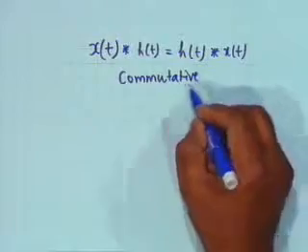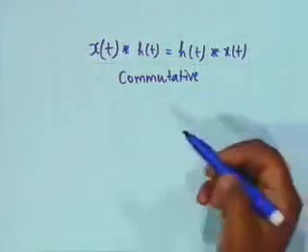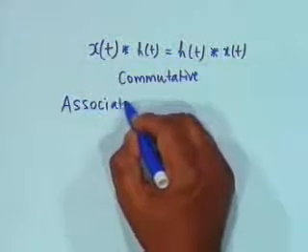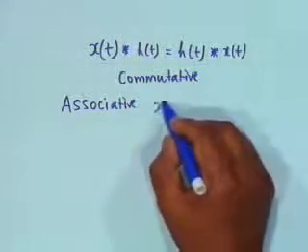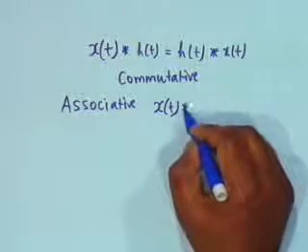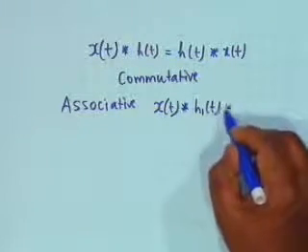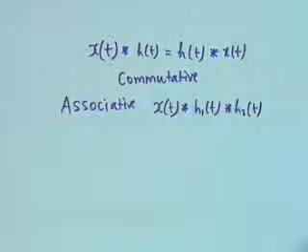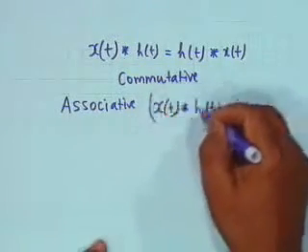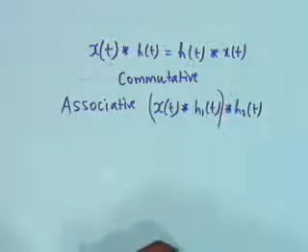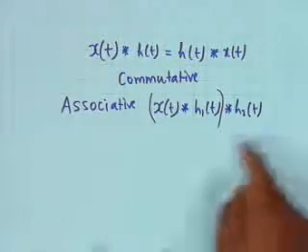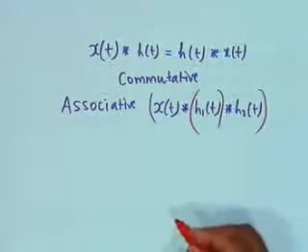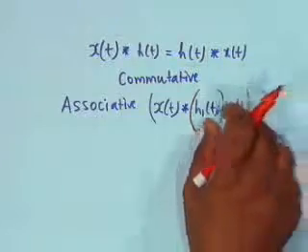And by applying the definition, it's very easy to show that it is also associative. That is, if you have to convolve x of t with, let's say, two of them, h1 of t star h2 of t, then it doesn't matter what you do first, whether you first convolve x of t with h1 of t, and then convolve with h2 of t, or you convolve h1 and h2, and the result you convolve with x of t.